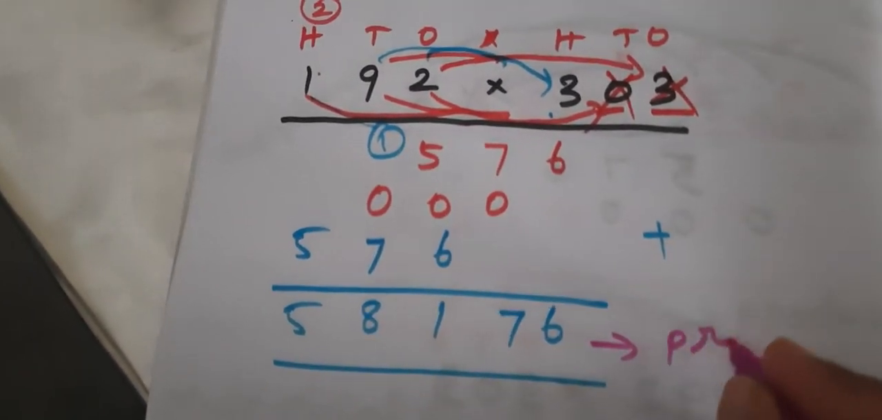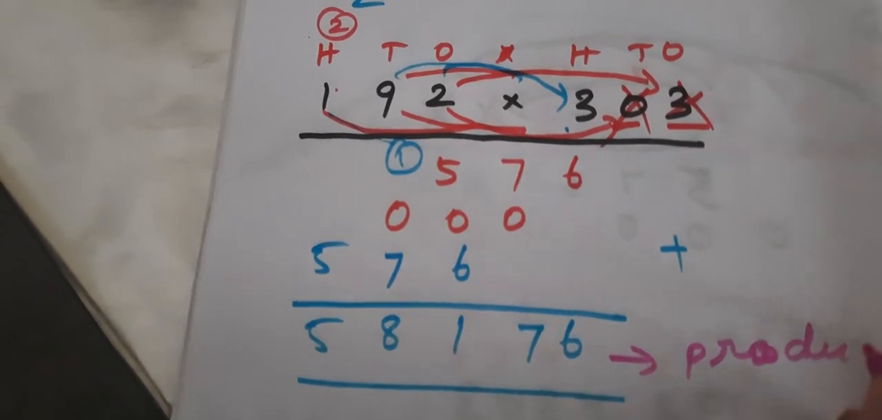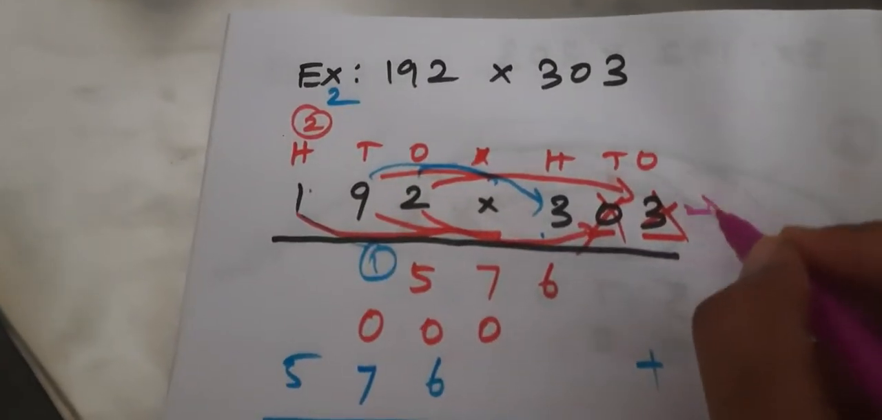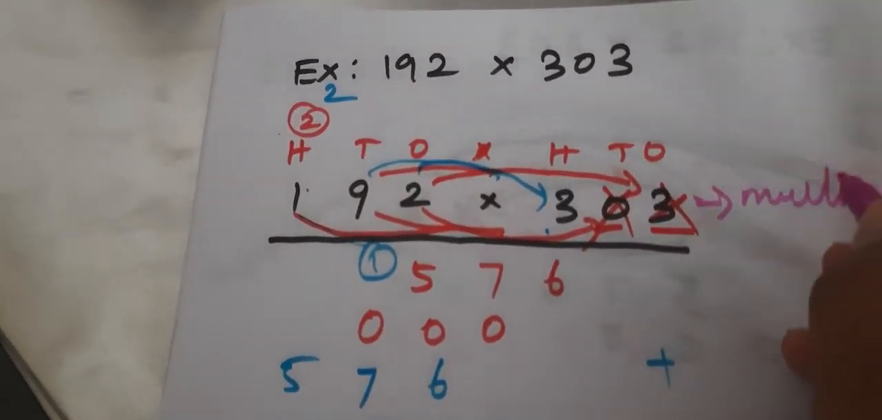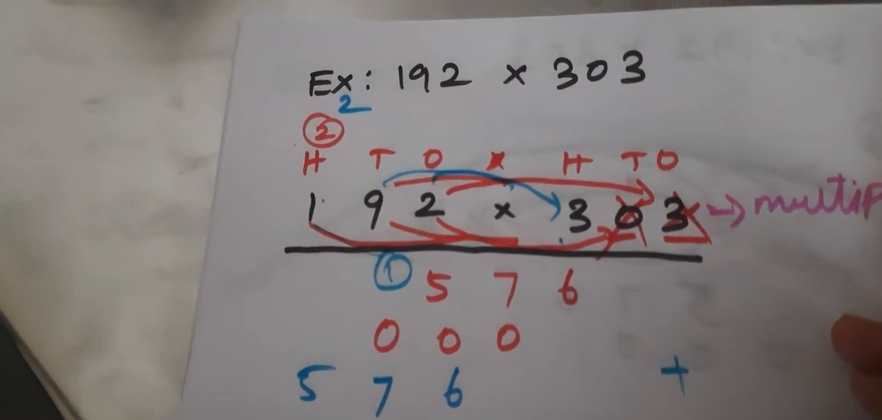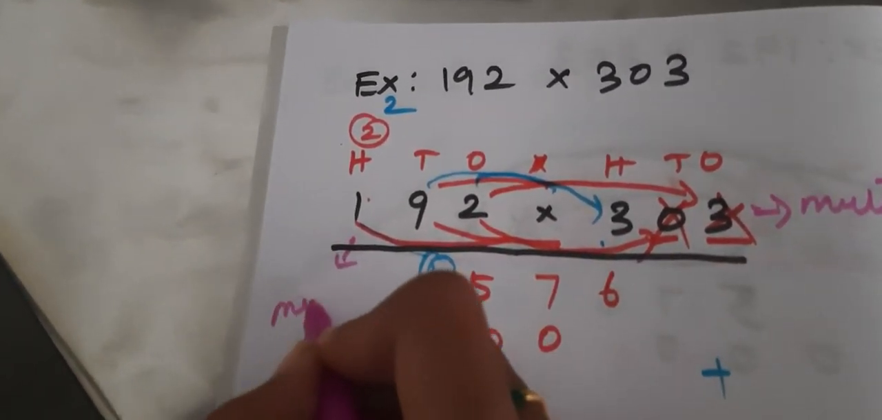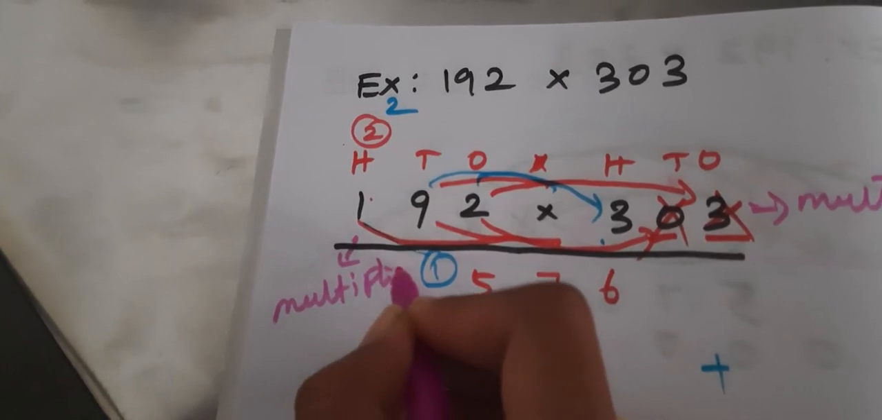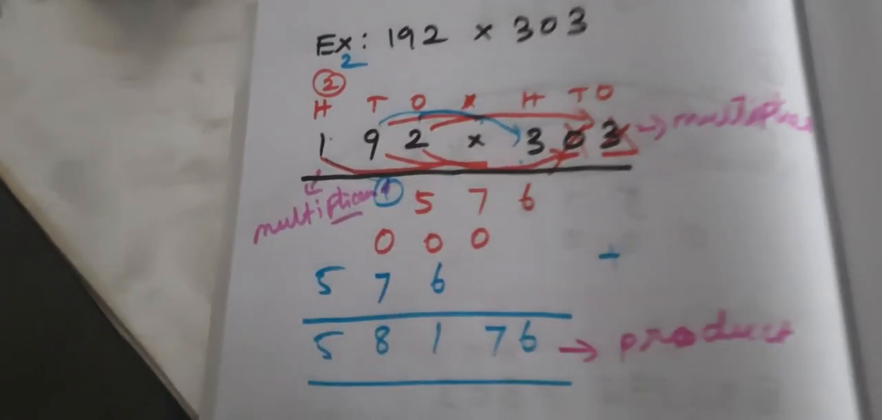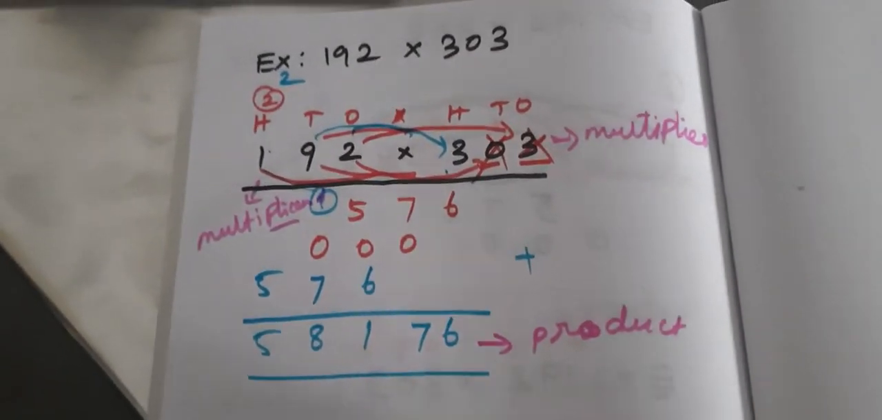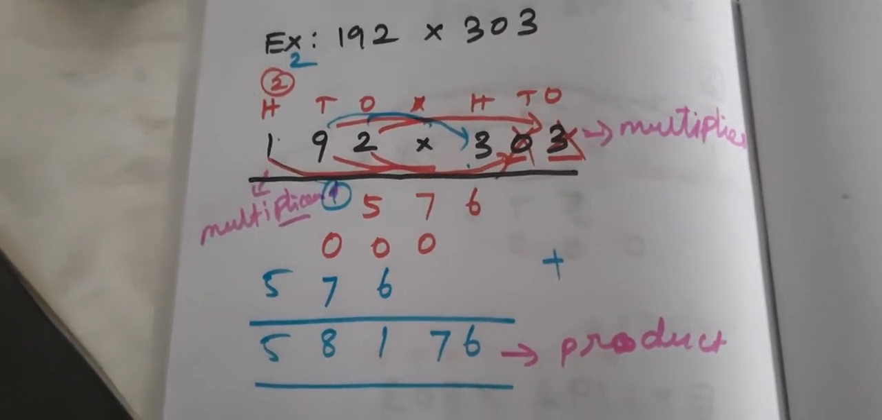Okay. So see here, this one is the product. This one is the multiplier. Next one is this one, the multiplicand. What is it? Multiplicand. Okay, this is one of the methods. So whichever is easy for you, you have to follow it.